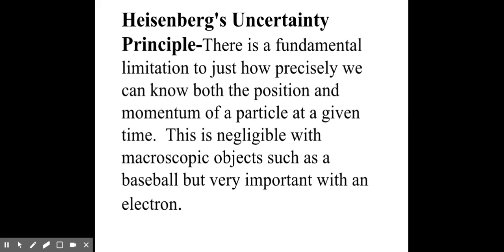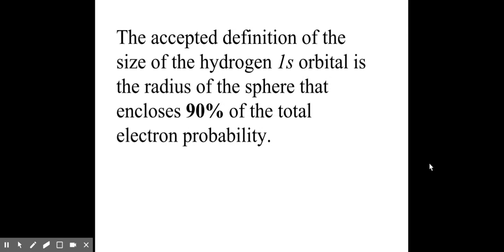Heisenberg's uncertainty principle says there is a fundamental limitation to just how precisely we can know both the position and the momentum of a particle at a given time. The more you know about how fast a particle is moving, or the speed of a particle, the less you know about its position. It doesn't really make a difference with large objects, but it makes a huge difference with an electron. So we have to go off of a probability standard.